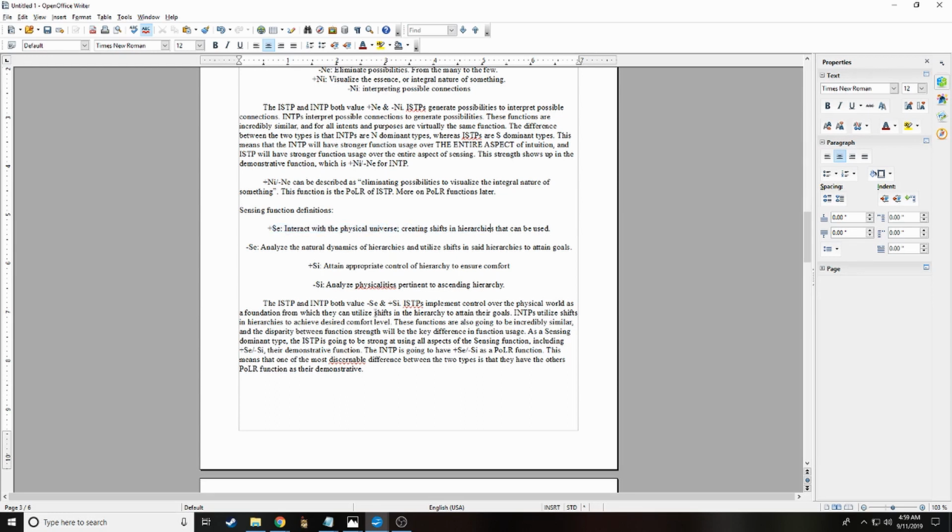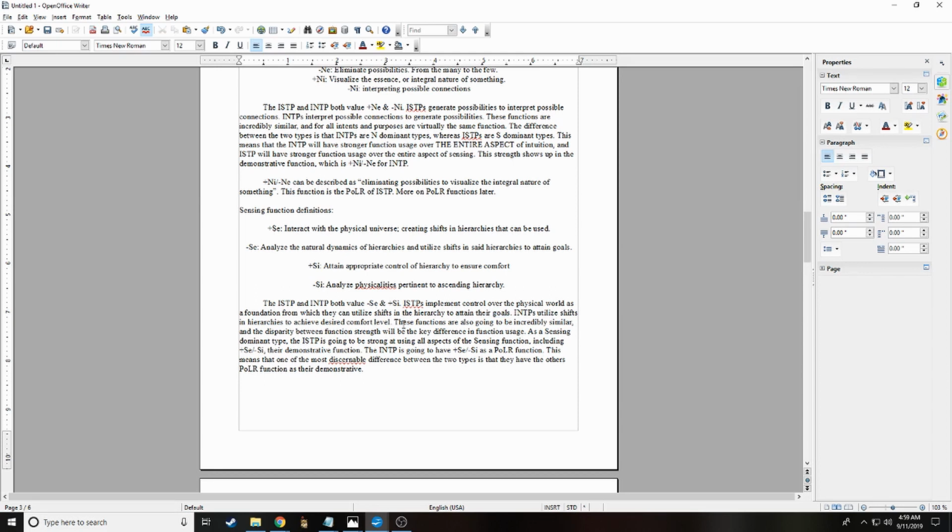The ISTP and INTP both value negative SE and positive SI. ISTPs implement control over the physical world as a foundation from which they can utilize shifts in the hierarchy to attain their goals. INTPs utilize shifts in hierarchies to achieve desired comfort level. So those sound wildly different, and they are for the most part. They kind of are. So a lot of times the ISTP's goals are comfort, so keep that in mind.